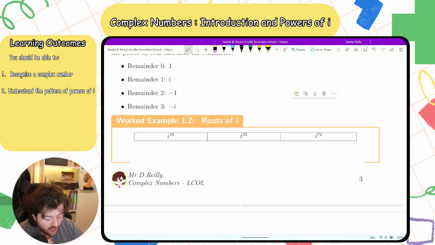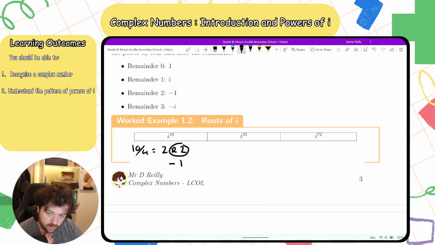So i to the power of 10, well, 10 divided by 4 is equal to 2 remainder 2. So I have a remainder 2. That means this is going to go to a minus 1. Here, i to the power of 35. 35 divided by 4 is 8 remainder 3, I believe. Remainder 3, this all goes to minus i.